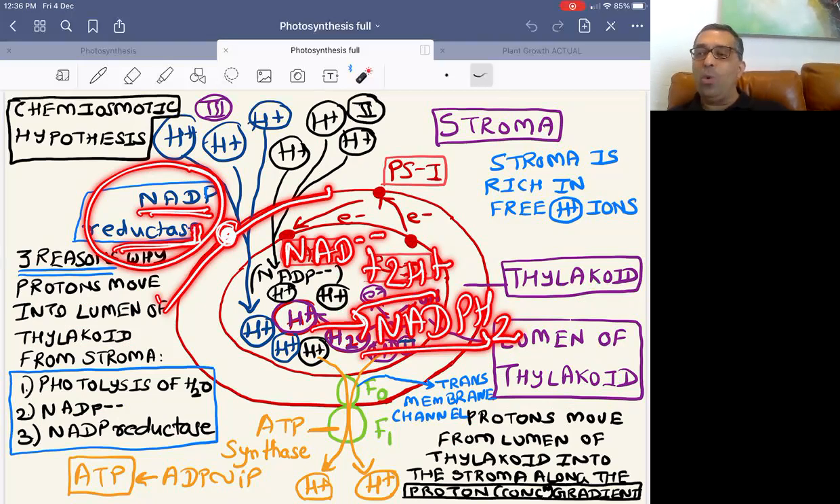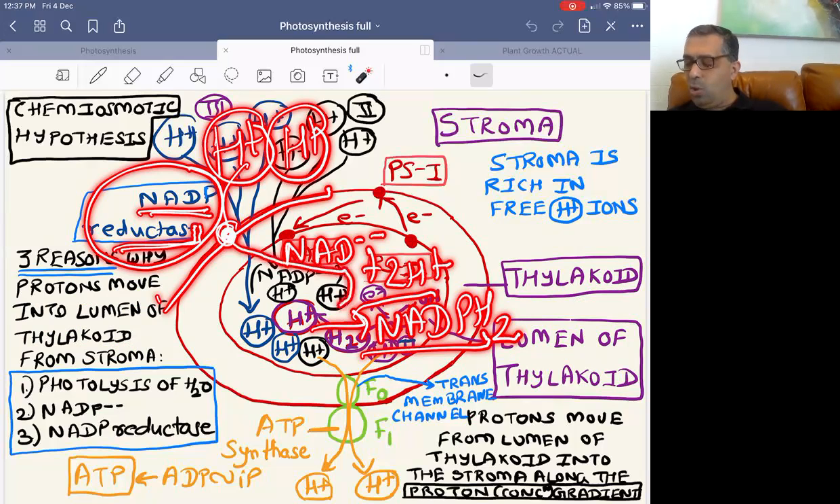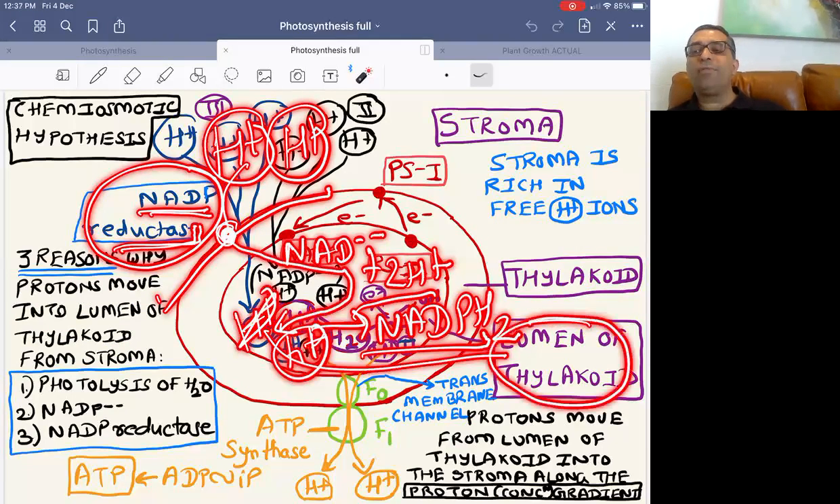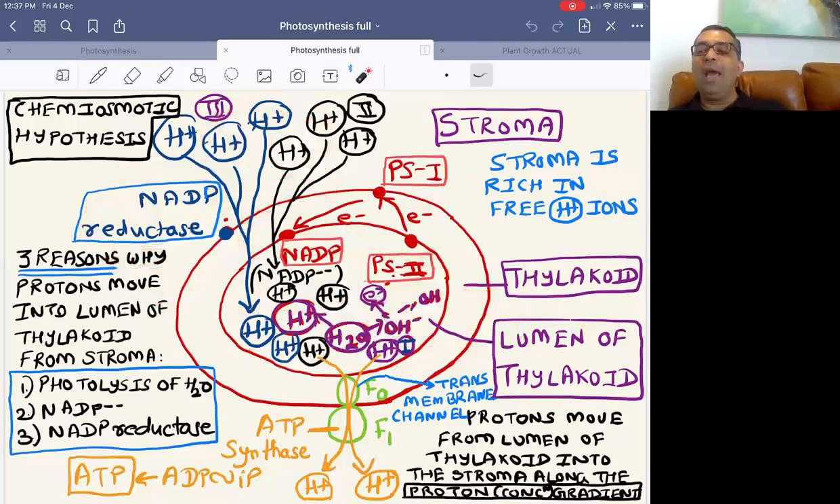So because it is found on the outer membrane, it will now start picking up protons from the stroma, and from the stroma, protons will be pumped again towards NADP minus minus, which means protons will accumulate inside the lumen of the thylakoid. तो ये वापस से प्रोटॉन ल्यूमेन ऑफ थाइलाकॉइड में आ जाएगा. अरे which means अब 3 रीजन हो गए.